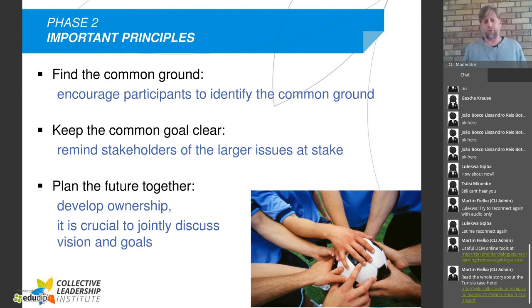All right, some principles. In phase two, find the common ground. That's really important. You may think this could happen in phase one, if you have your core stakeholder group, but in phase two, when you have a wider group of stakeholders, it's important to identify what that common ground is, and to continue to come back to it and reiterate what that common goal is. In that second phase it's also important to plan how things are going to move forwards, to develop ownership, and to discuss together the goals and the vision for the initiative.